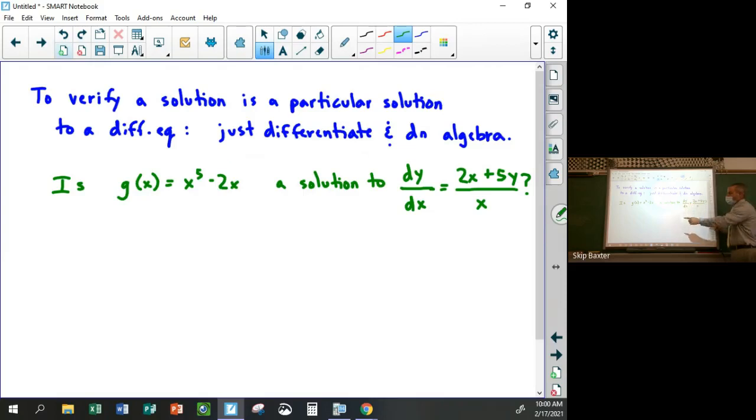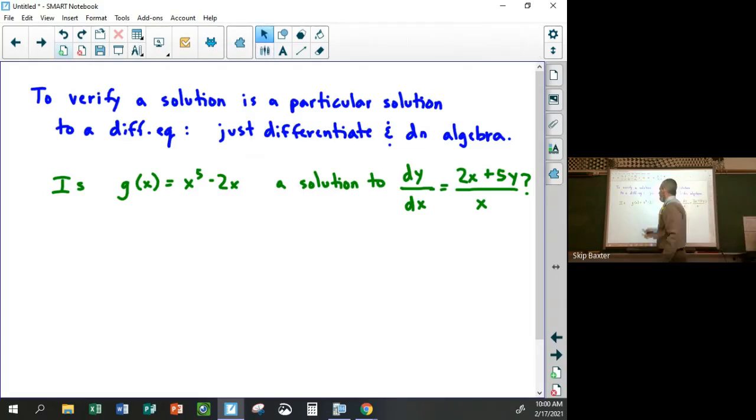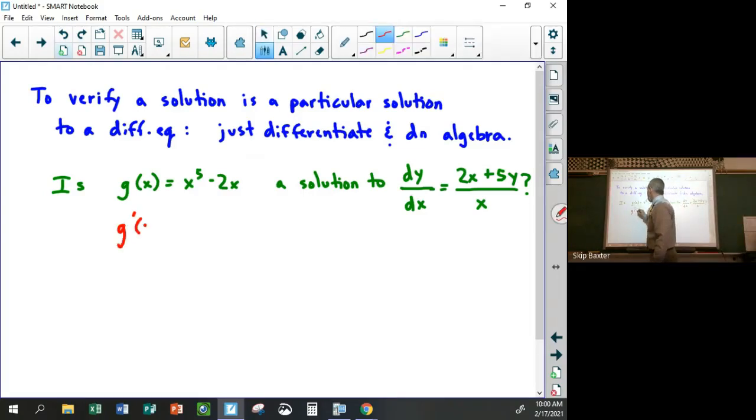Although that would be a way to do it, it's time consuming. It's a lot quicker to differentiate that and just make sure you get this. So differentiate: g prime would be 5x to the fourth minus 2. Now, it kind of looks like that is not equal to this. But is it? We have to do a little bit of algebra and see if we can make it look like that.